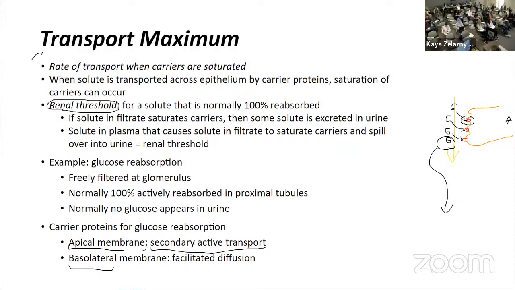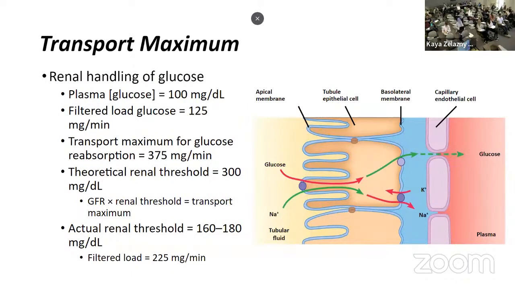When we're thinking about the renal handling of glucose, so how your kidneys are handling glucose, our plasma glucose typical value is 100 milligrams per deciliter. We find our filtered load, and we get 125 milligrams per minute. We calculated that on Monday, or we looked at the calculation. I'm not going to be making you do a bunch of calculations on that.